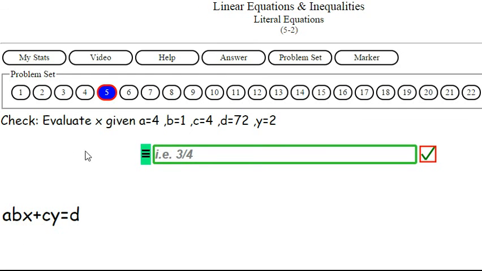Let's go ahead and write this down. Actually, we're going to be solving for x in this problem, so I should state that up here: abx plus cy is equal to d. Trying to improve the website every day, so you'll see changes as it evolves. What are we doing here? I need to bring up the marker board. That would be a good start.